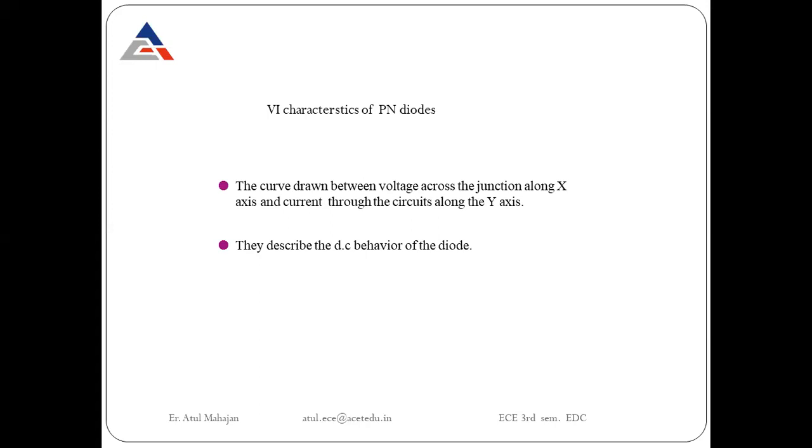We have the voltage and current. What is the relation between voltage and current, and how can we see the results graphically for the PN junction diode? That is what is to be seen for the PN junction diode.